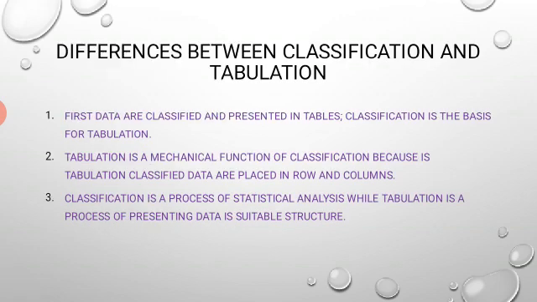Difference between classification and tabulation. First, data are classified and presented in tables. Classification is the basis for tabulation. Tabulation is a mechanical function of classification, because in tabulation classified data are placed in rows and columns. Classification is a process of statistical analysis, while tabulation is a process of presenting data in suitable structure.